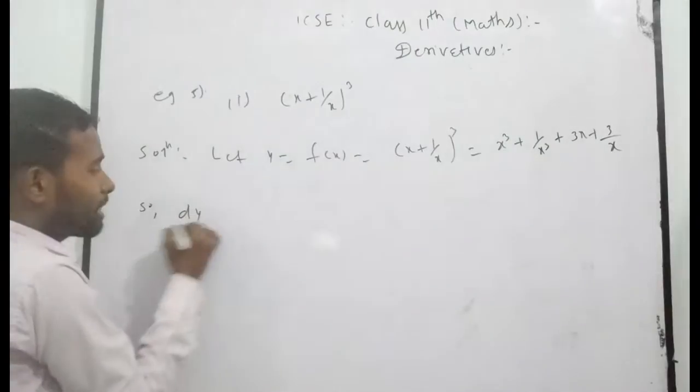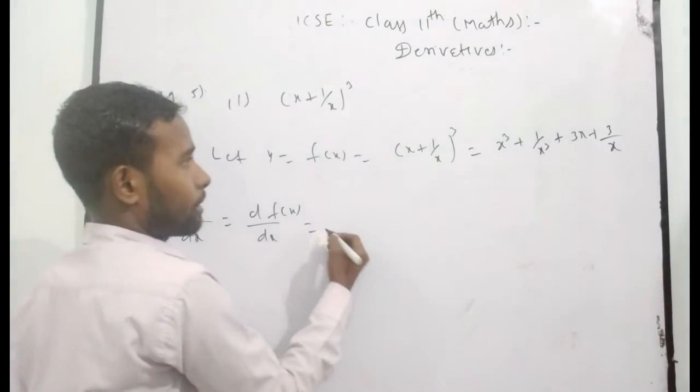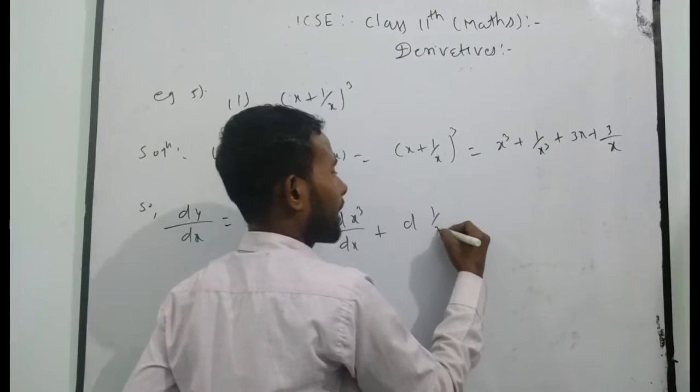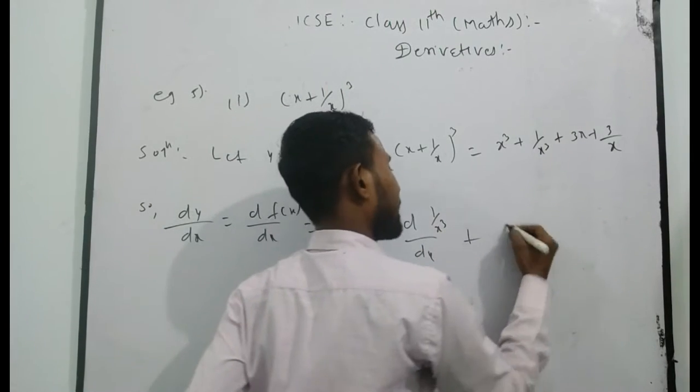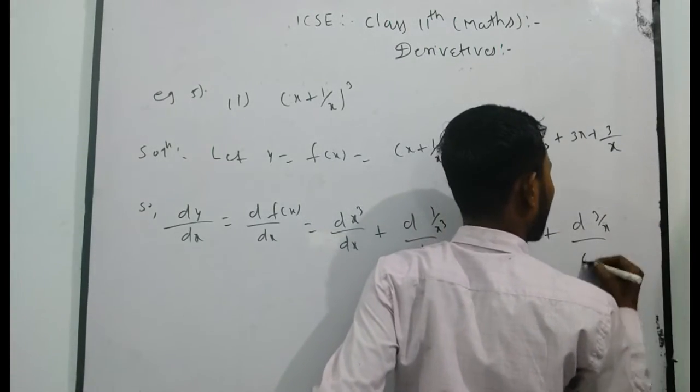So the derivative of y with respect to x, that means df/dx, which will be the derivative of x cube with respect to x plus the derivative of 1 by x cube with respect to x plus the derivative of 3x with respect to x plus the derivative of 3 by x with respect to x.